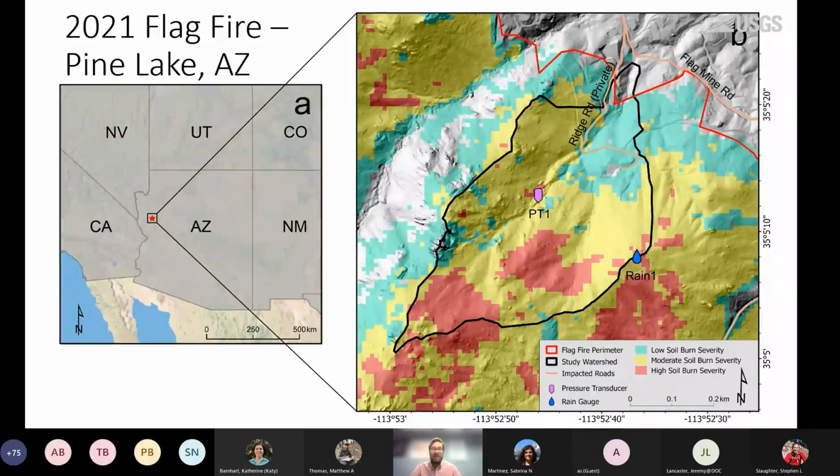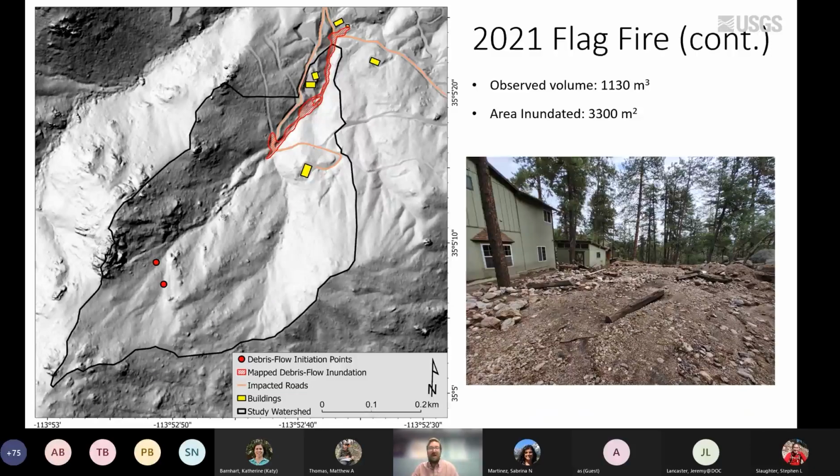So we conducted a study on a watershed that burned in the 2021 Flag Fire just upstream of the community of Pine Lake, Arizona. We can see that it's located in Northwest Arizona, pretty close to Kingman, if anyone is familiar with the area. And following rainfall after the Flag Fire, there was a fairly major debris flow event that impacted infrastructure both within and at the outlet of the watershed. And so in the days following the event, we went to the study site and we mapped the extent of inundation of this debris flow.